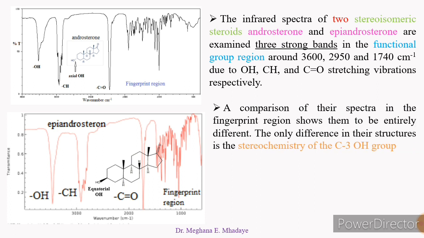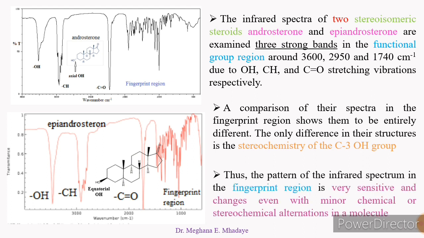A comparison of their spectra in the fingerprint region shows them to be entirely different. The only difference in their structures is the stereochemistry of the C3 OH group. The C3 OH group is axial in the case of androsterone, whereas it is equatorial in epiandrosterone. Thus, the pattern of the infrared spectrum in the fingerprint region is very sensitive and changes even with minor chemical or stereochemical alterations in a molecule.